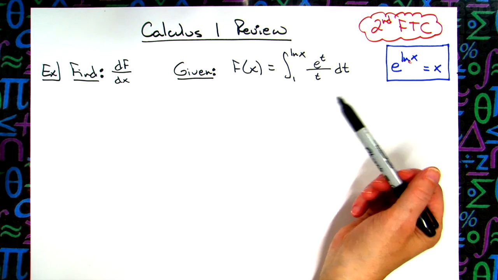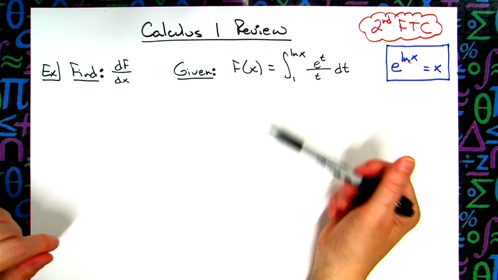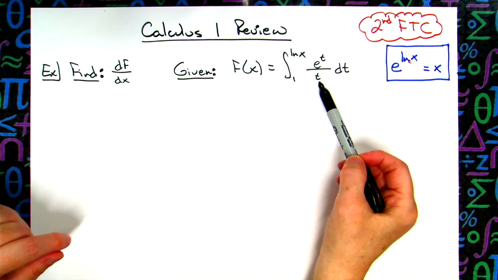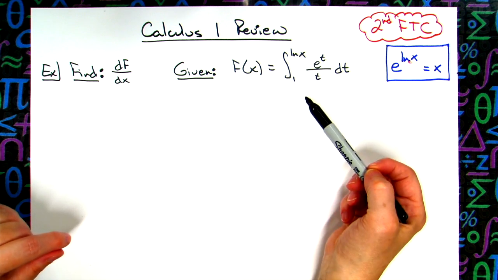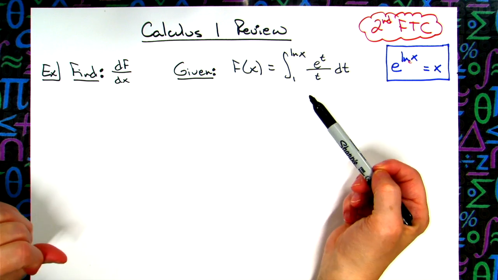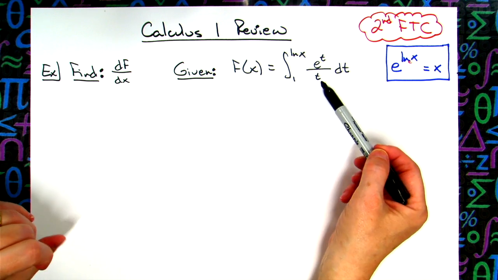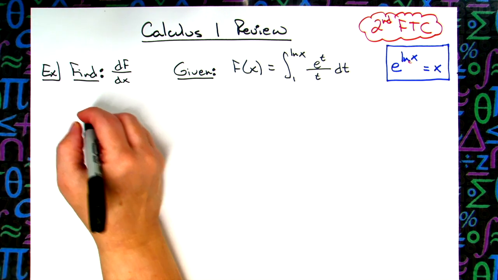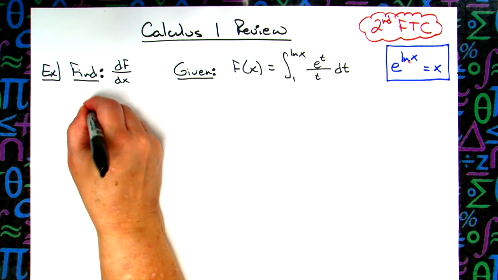The second fundamental theorem of calculus basically lets us take the natural log of x, plug it in for t, multiply by the derivative of that natural log of x, minus, plug in the 1, and then times the derivative of 1. Showing all those steps here, let's say we're doing df/dx.